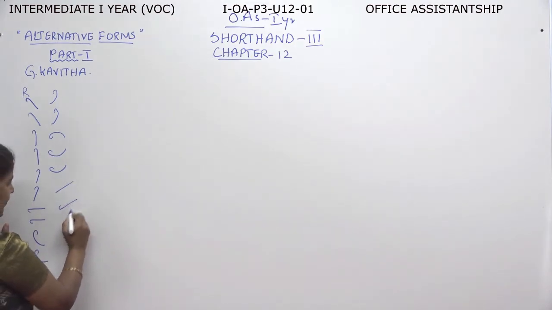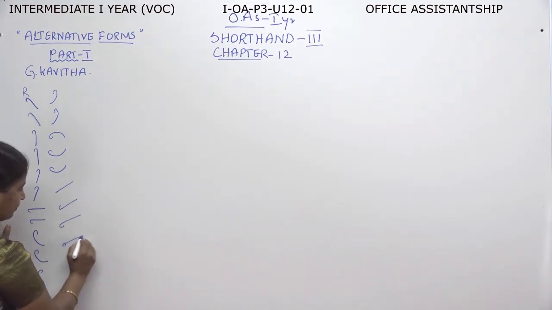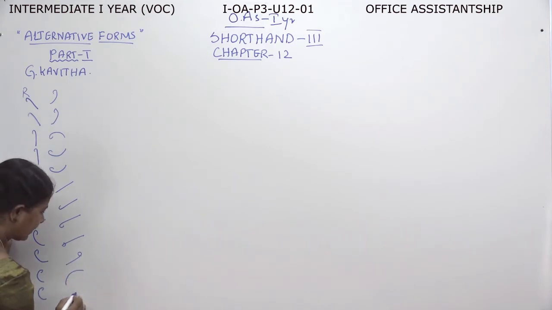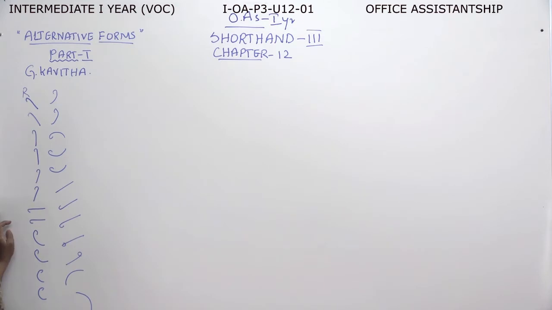Ray, way, hay, upward form which and downward form which, and the stroke L and R. Okay, and stroke S. S and Z are left over.